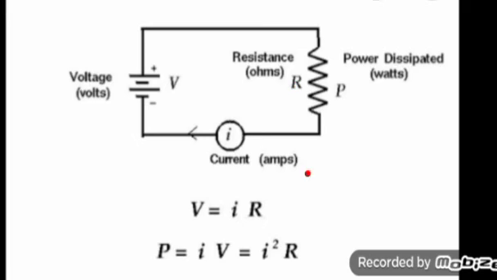According to Ohm's law, V will be I into R, so P will be I into V, that is equivalent to I multiplied by R times I. Because V is equal to IR, we put the value of V in this formula. So I multiplied by IR is equivalent to I square R. And we also know very well that I square will always be positive, R will be positive, so power will be positive.